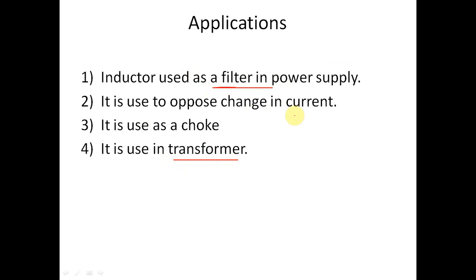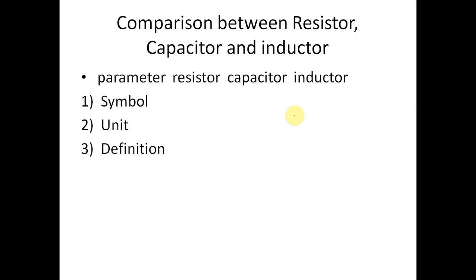Now we have already studied three passive components. First one is the resistor, second one is the capacitor, and third one is the inductor. In short, these are some comparisons between resistors, capacitors and inductors. These are parameters related to these three passive components. First one is the symbol, second one is the unit, and third one is the definition. This is the symbol of resistor. This one is the symbol of capacitor, and this one is the symbol of inductor.